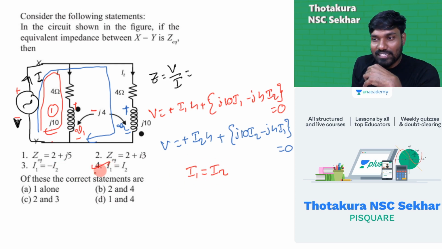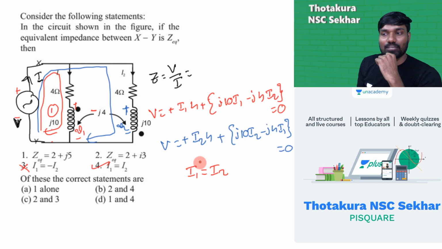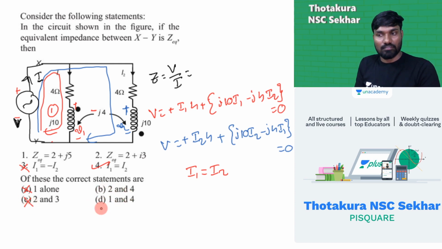So 4 is correct, 3 is wrong. I1 must be equal to I2. So this is not a possible answer. Any one of these two are the possible answers. Okay, now you need to find the Z equivalent.